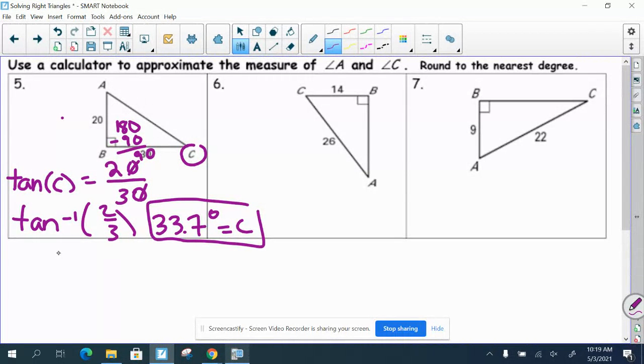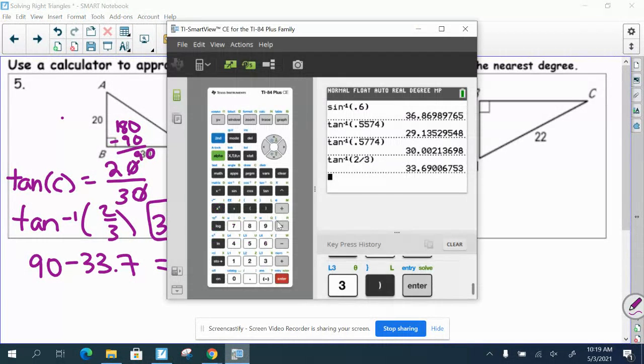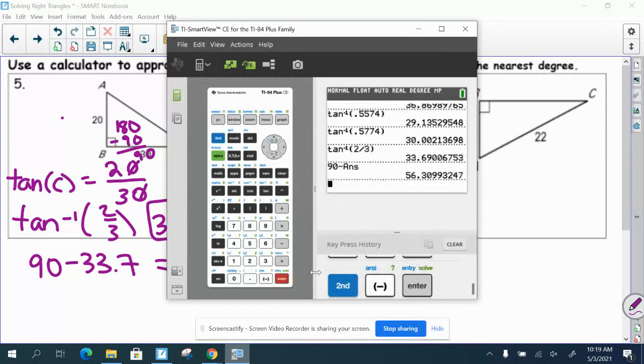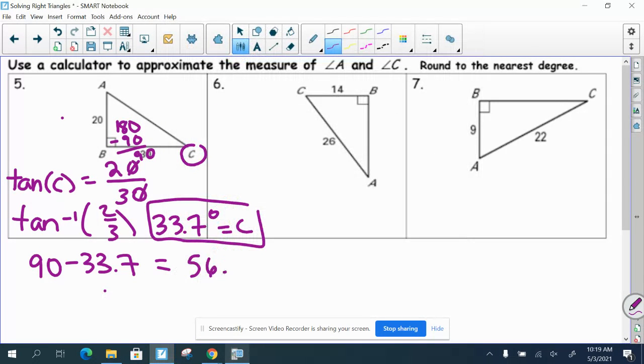To figure out A, you would just take 90 minus 33.7, which you could probably do in your head. I'm just going to do 90 minus the answer. So 56.3 is angle A.